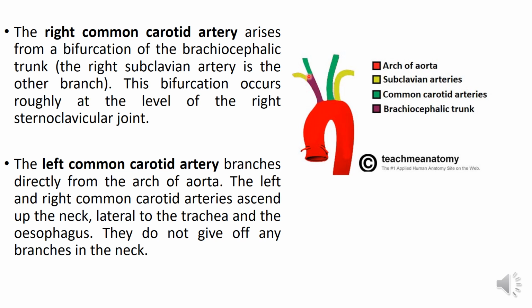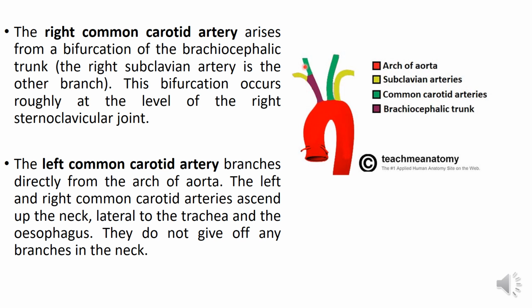So the right common carotid arises from the brachiocephalic trunk, which is the first branch of arch of aorta at the level of right sternoclavicular joint roughly. Then about the left common carotid, it branches directly from the arch of aorta. This is the left common carotid. It is the direct branch of arch of aorta.